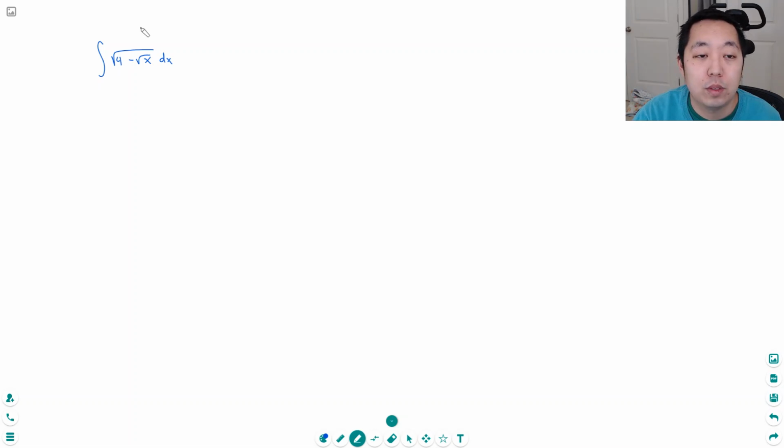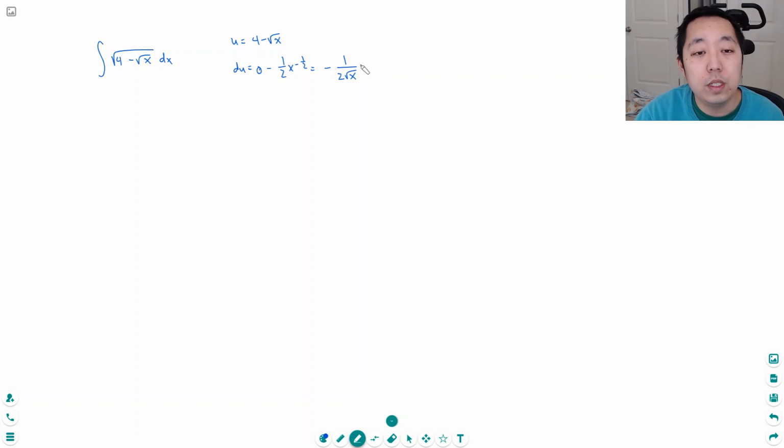Okay. Now, the trick to this problem is there's a couple of ways you can think of doing it. The most direct way is probably to do u is equal to 4 minus square root of x. This is maybe what you've tried, and I don't know if you got stuck. Du, the derivative of 4 is 0, minus, this is x to the 1/2, so this is 1/2 x to the negative 1/2. And so this ends up being negative 1 over 2 square root of x.